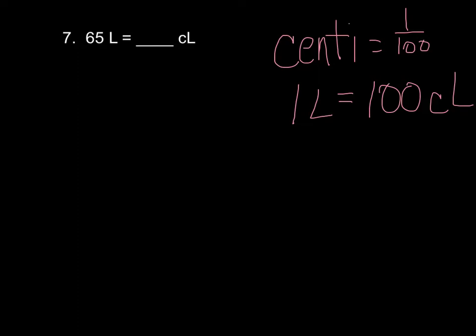Knowing that means I can take my liters and multiply them by 100 to find centiliters. The nice thing about our lovely metric base 10 system is 65 times 100 means 65 times 1 is 65, times 100 is 6,500 centiliters. I should have left more room on that space. All is well.